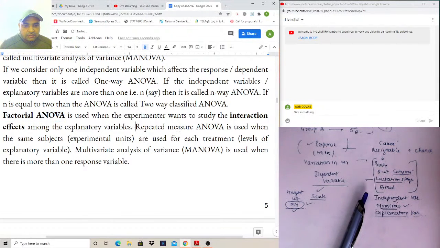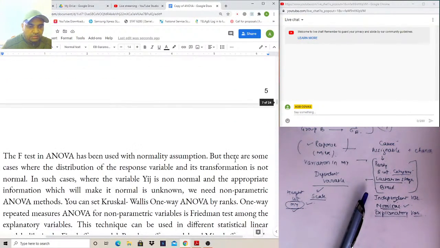Then another is repeated measures ANOVA. Okay, what is a repeated measures ANOVA? It is used when the same subjects or experimental units are used for each treatment level of the explanatory variable. Okay, that is, repeated observations are observed. Then MANOVA we have already described.